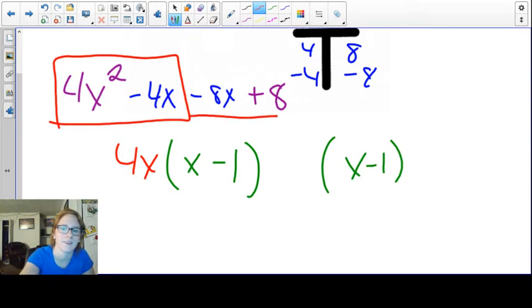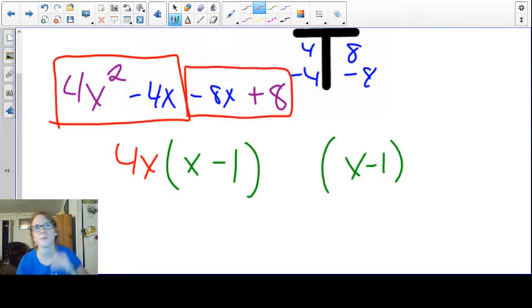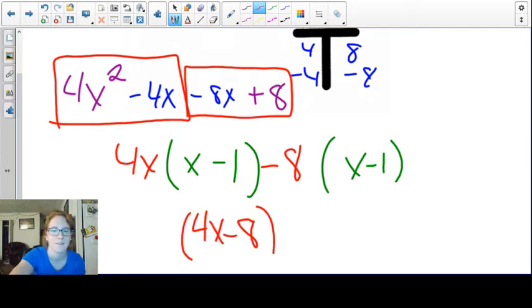And then I took a look at the last 2. What number can come out of those? Well, if I have negative 8 here, negative 8 divided by what gives me 1? Positive 8 divided by what gives me negative 1? Negative 8. So my answer is 4x minus 8 times x minus 1.